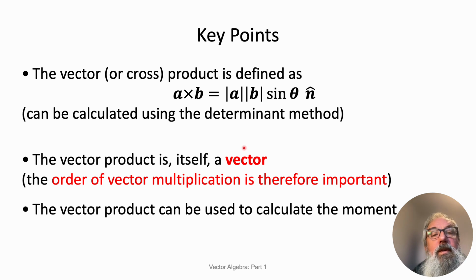So the vector cross product is defined by this. It can be calculated using a determinant method. The vector product is itself a vector, so order matters. The vector product can be used to calculate moments, as seen in the examples.